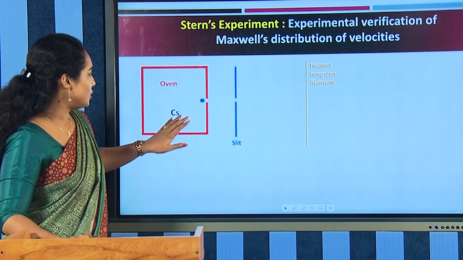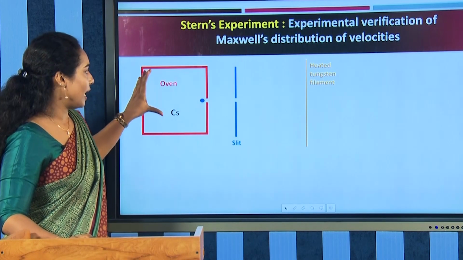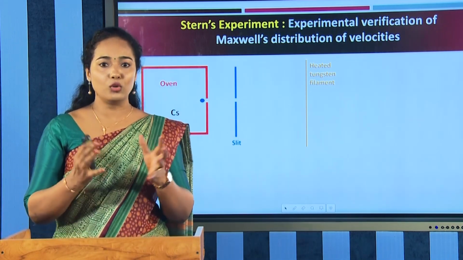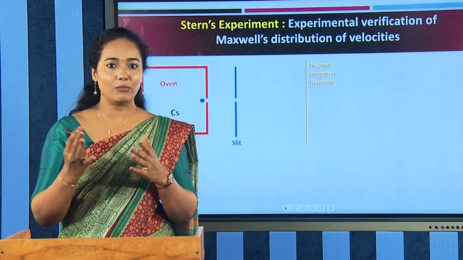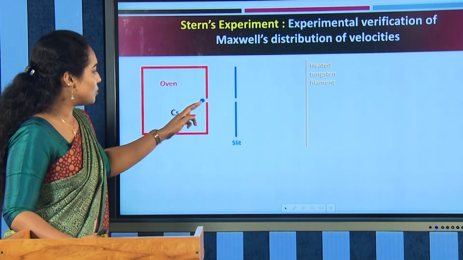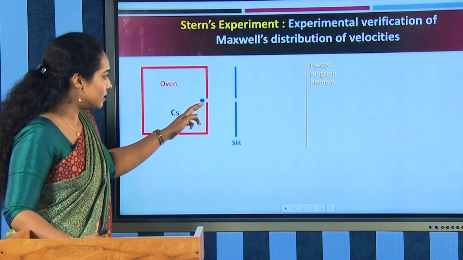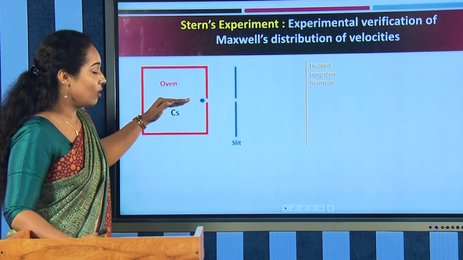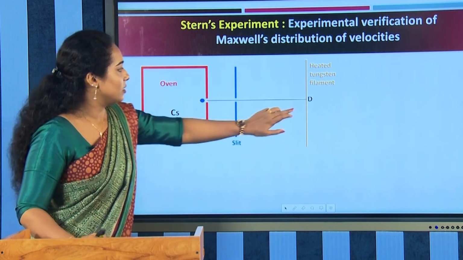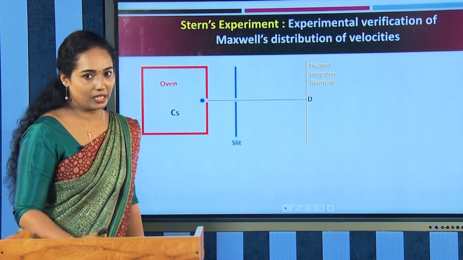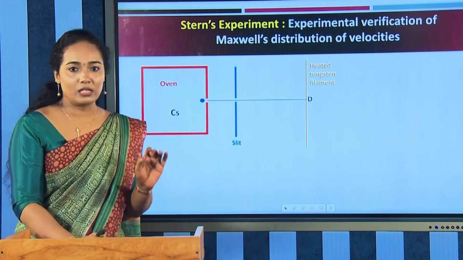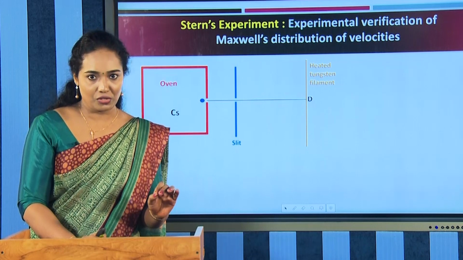So, this cesium atom can move because they are gas molecules, they can move in all 3 dimensions. And a cesium atom which is coming through this opening, if it is in a horizontal way, it can go through this slit and reach the filament and strike the filament at D, isn't it? Okay. But this happens only if you consider that there is no gravitational field.